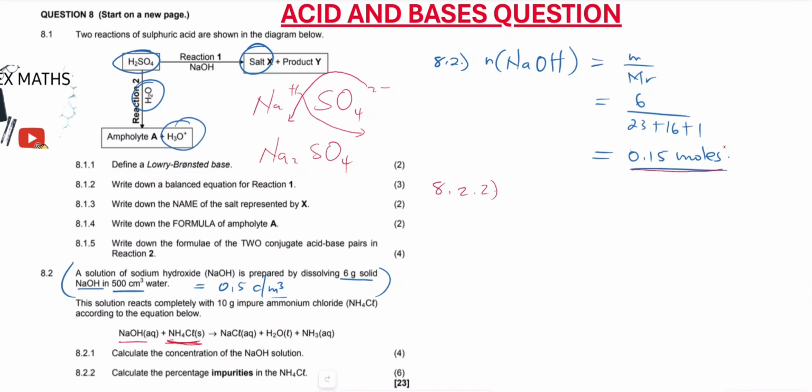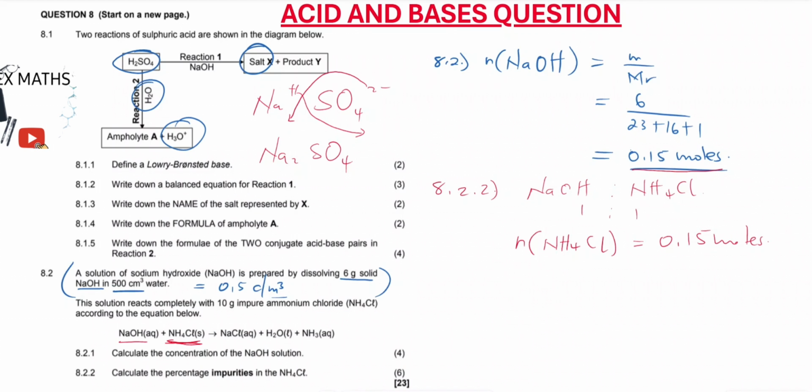And our number of moles of sodium hydroxide is 0.15. So we want to see how many moles of ammonium chloride are going to react with 0.15 moles. And as we can see, sodium hydroxide and ammonium chloride are in the ratio 1:1. So meaning number of moles of sodium hydroxide is equal to number of moles of ammonium chloride. So number of moles of ammonium chloride is going to be equal to the same number of moles of sodium hydroxide, which is 0.15 moles.